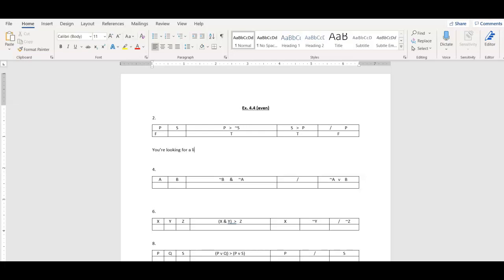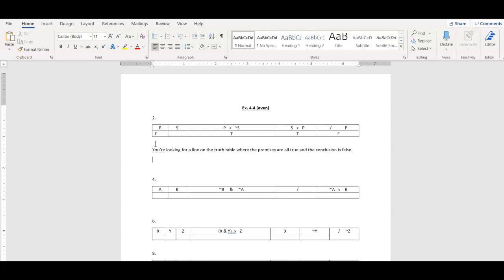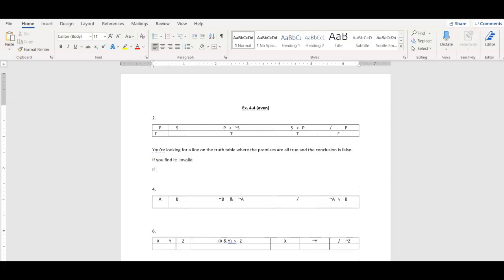So that's the key to partial truth tables: you're looking for a line on the truth table where the premises are all true and the conclusion is false. If you find it, then the argument is invalid. If you don't find it, then the argument is valid. So if we want a line where the premises are all true and the conclusion is false, the only lines where that's going to be possible are the lines where P is false, because otherwise the conclusion will come out true. So we only need to look at lines where P has the value of false.